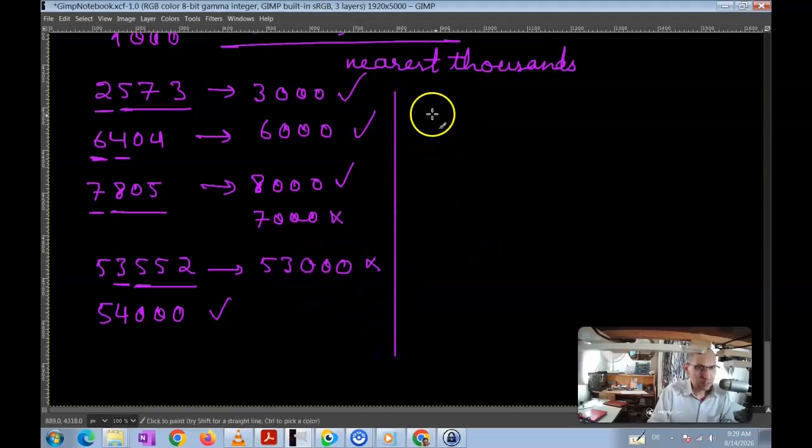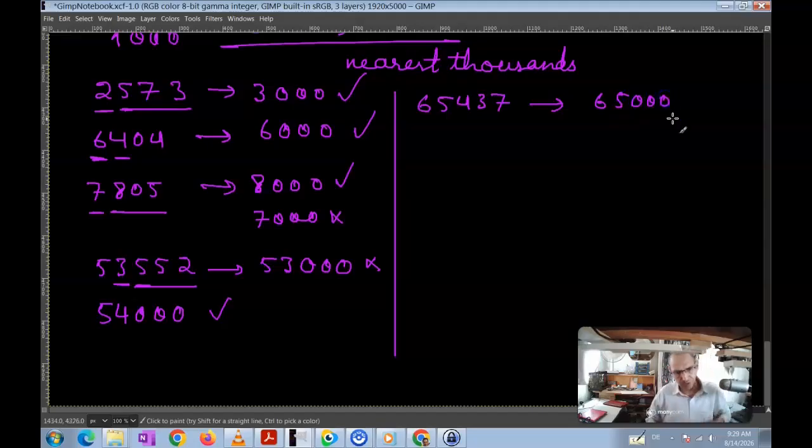The next number that we have is 65,437, which means that it's written as a 65,000. Okay, and the answer is right. There is nothing wrong with the answer. The thousands place value would be right over here, and to the right of it we have a 4, which means that we'll have to round down. So rounding down, the 5 remains a 5. All of these digits are written as zeros, and then the 6 you would write as it is. So that's a 65,000.